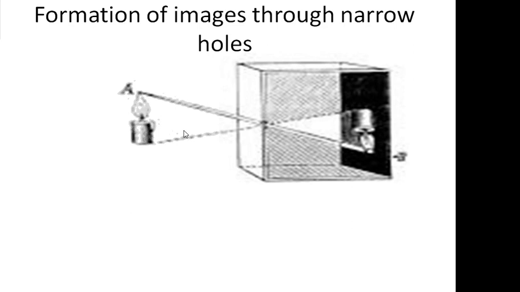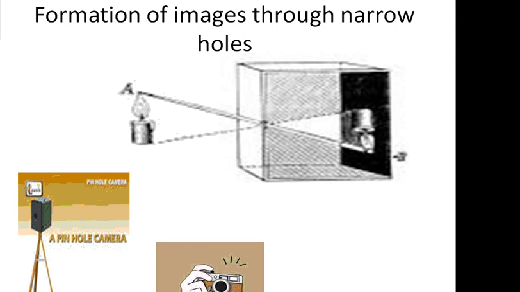What do you observe? The image is minimized and inverted. So, this proves that light travels in straight lines.